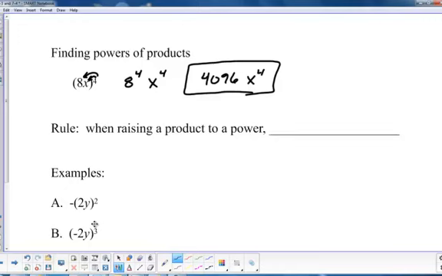This is different than 8x to the 4th. 8x to the 4th is just 8x to the 4th. If the 8's inside of the parentheses with a 4 on the outside, you do need to raise it to the 4th. So when you're raising a product to a power, you need to put the power to everything in parentheses. And then you also multiply the powers.